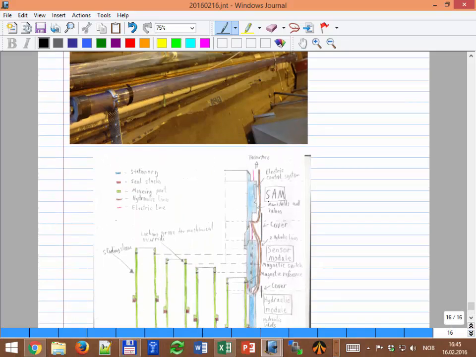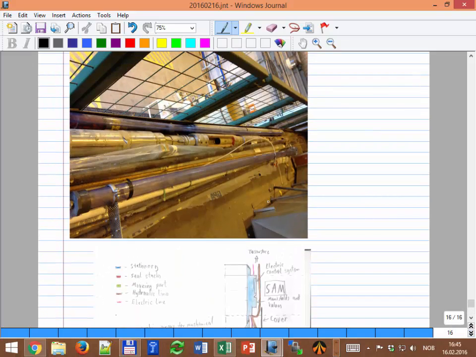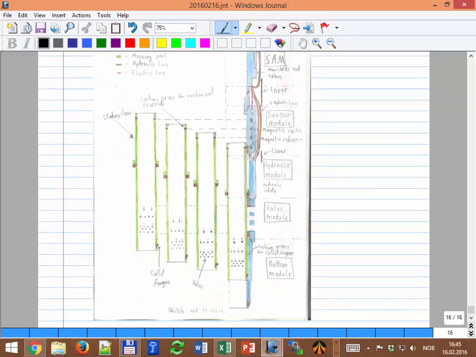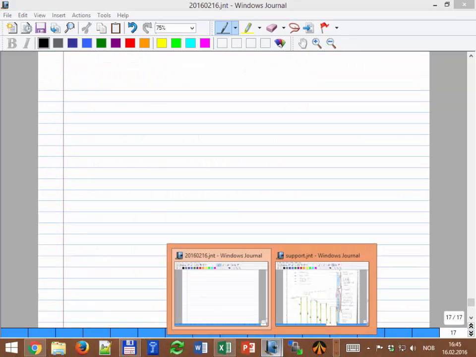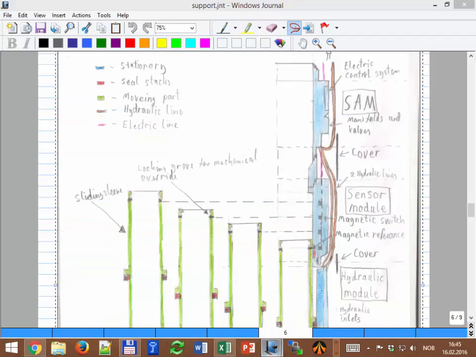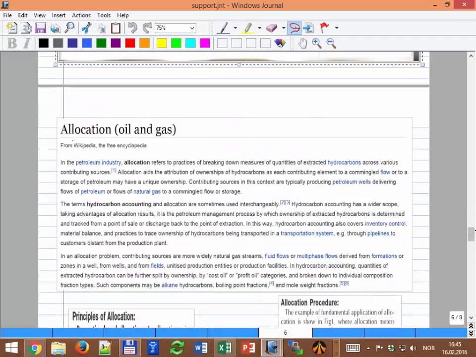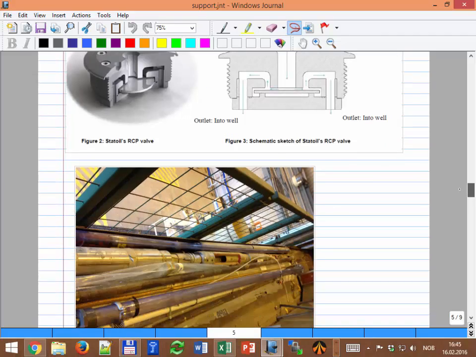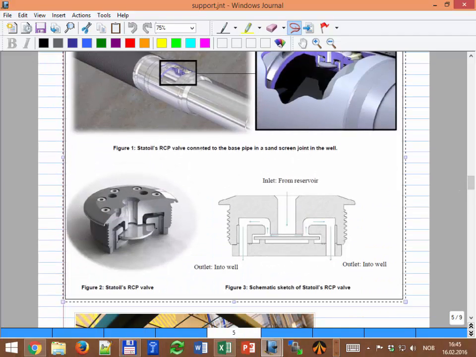Has anybody worked here before with these ICDs? No? Just to tell you that it exists in the well. And so another type, and that's going to be the last one, and with that we finish.